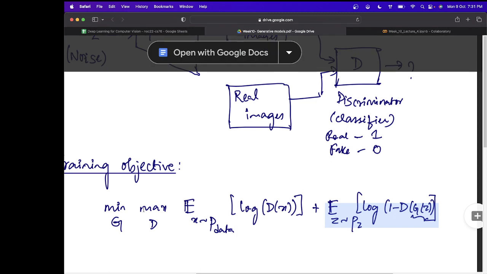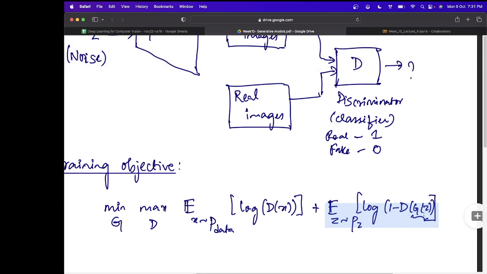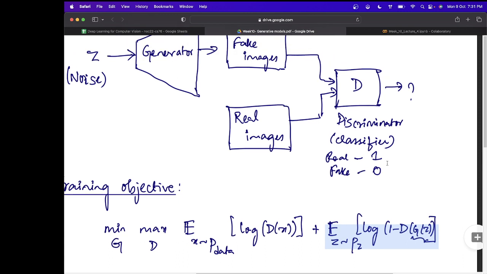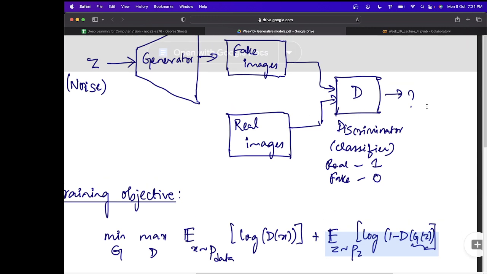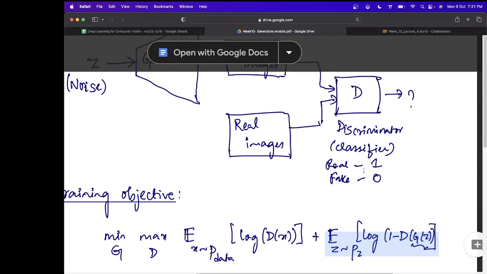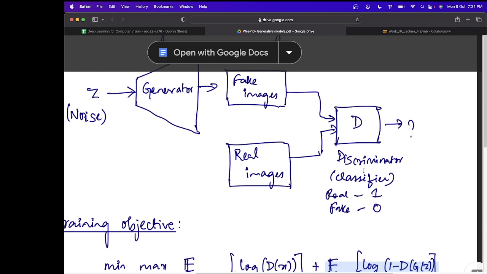So now you can understand that if you take the entire expression into account for the discriminator, you should maximize this, and when you maximize this expression, you are inherently minimizing this D of G of Z, right? Because D of G of Z is so close to fake. Okay, so this is how the discriminator looks at this entire thing.